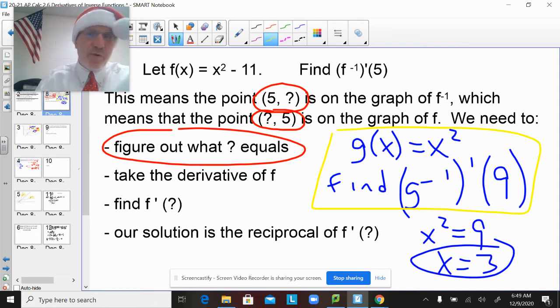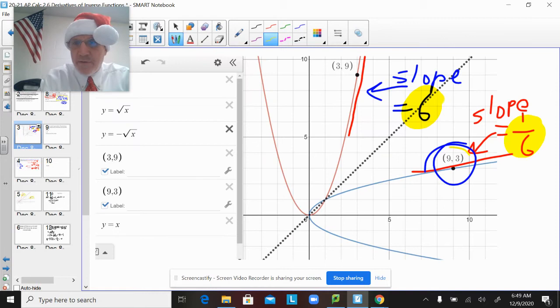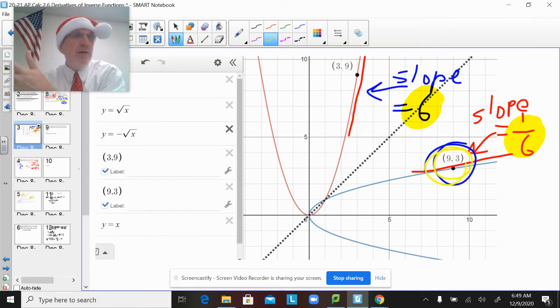Once we find that 3, we take the derivative of g of x, which is just 2x. We plug in 3. 2 times 3 is 6. And we take the reciprocal of that, which is 1/6. So we did all that earlier. You just have to know that we need that. It's not going to give us the point 9 comma 3. Normally, it's just going to give us that 9. We're going to have to figure out that it's 9 comma 3.